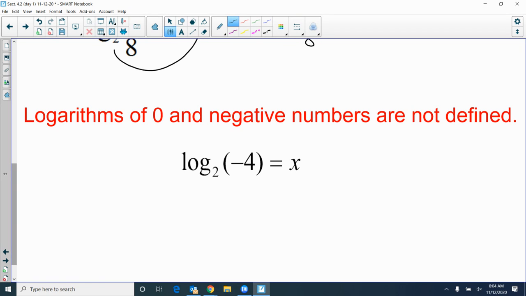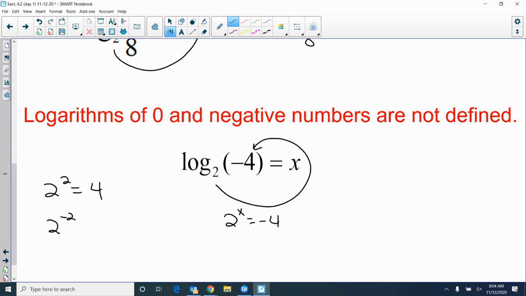So down at the bottom, you cannot take the log of 0 or a negative number. If I convert to exponential form, it says 2 to the x equals -4. Well, what's wrong with that? What's 2 squared? 2 squared is +4, because that would be your first inclination. Your other inclination is, what's 2 to the -2 power? It's 1/4. The answer we get back, no matter what my power, is always a positive number.